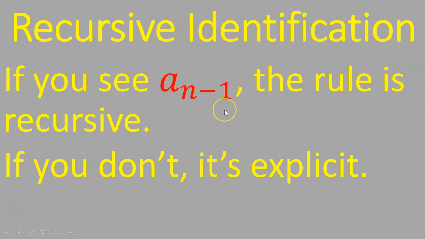A sub n minus 1, because it's easy to confuse the two. So that's very important to learn. If you see a sub n minus 1, then that's going to be your recursive rule. And sometimes they'll do a sub n plus 1, but most of the time it's a sub n minus 1, and that's what we're going to focus on.